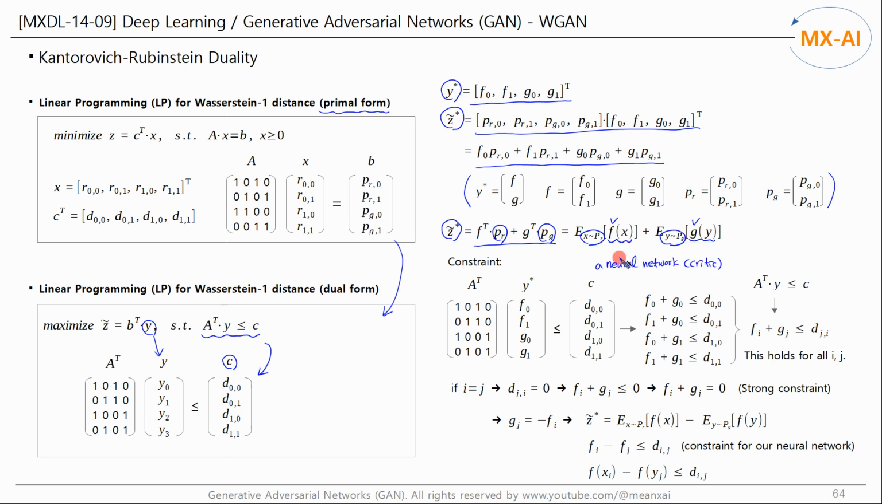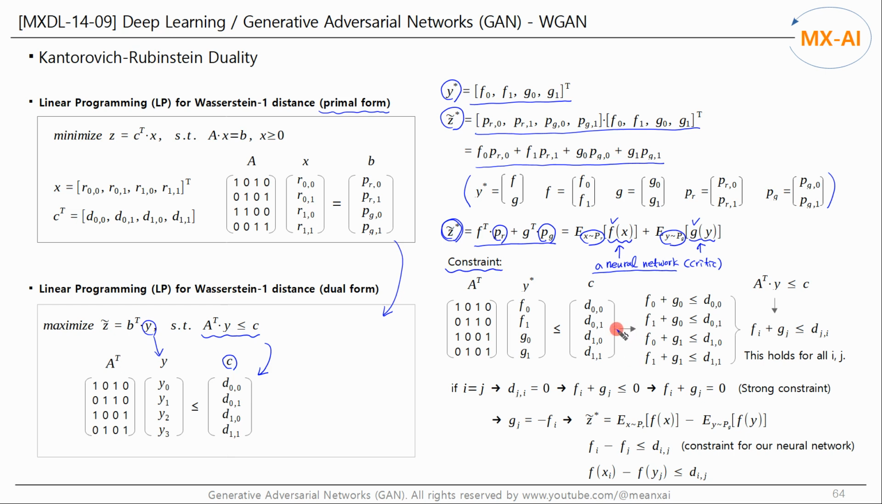Instead, we replace the functions f and g with a neural network called critic, and then train this network to try to make z star as large as possible. Additionally, the constraints of the dual form should also be applied to the neural network. To do this, let's analyze the constraints.